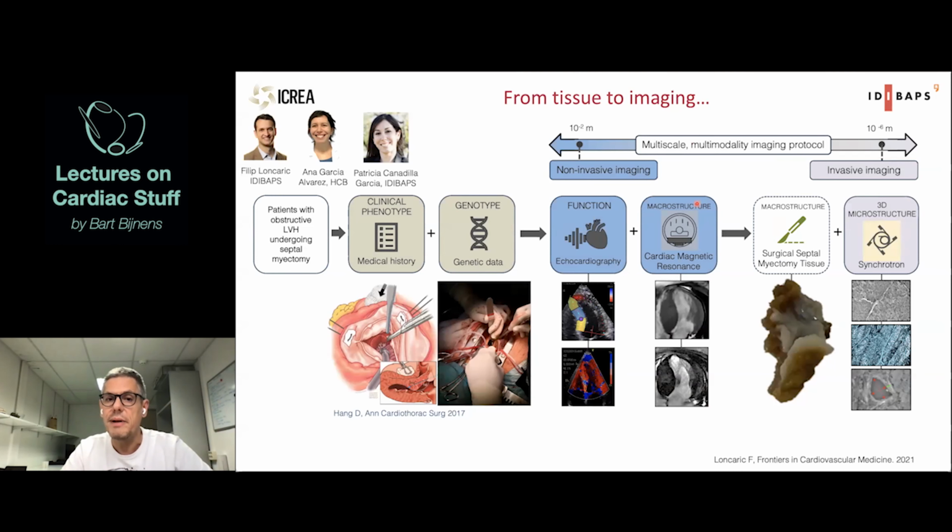So the question is, what is now happening with hypertrophic cardiomyopathy? Here's an interesting study that Philip Lonsrich actually did for his PhD. We took patients that had obstructive hypertrophy. That means there was hypertrophy of the septum that made the outflow tract partially obstructed, and they needed surgery in order to relieve that. From this, we did all the imaging, we got the genotyping, we got echo and MRI, and we also got the tissue that was being resected, and then we looked in really fine detail at its microstructure.